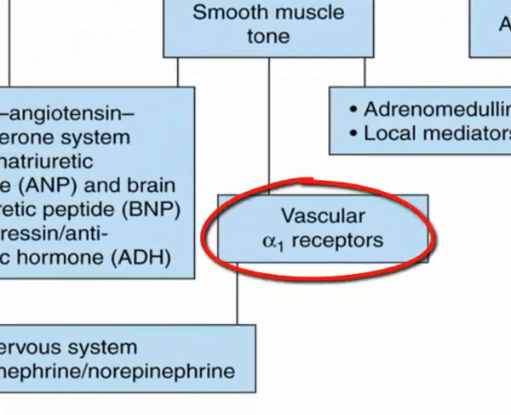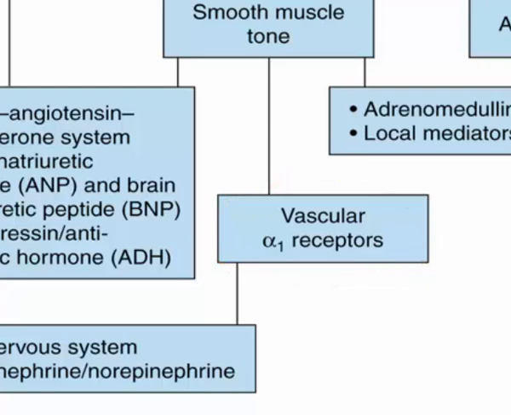Okay, and lastly, we'll just quickly talk about vascular alpha receptors. Alpha receptors are similar to beta receptors, but they work on the peripheral vascular system, so the systemic vascular resistance. And when they are activated by the sympathetic nervous system, they create constriction of the blood vessels. And so they can rapidly decrease or increase blood pressure.